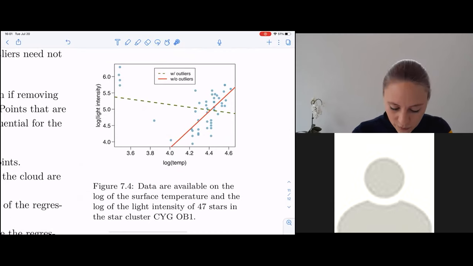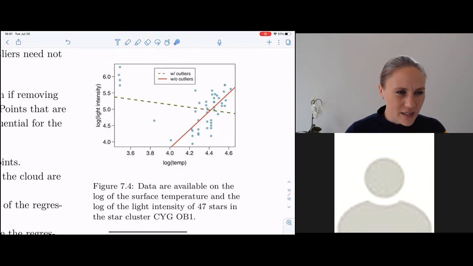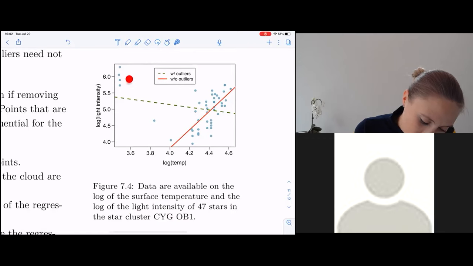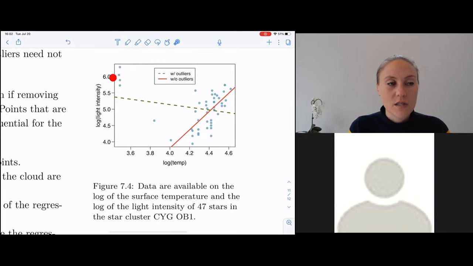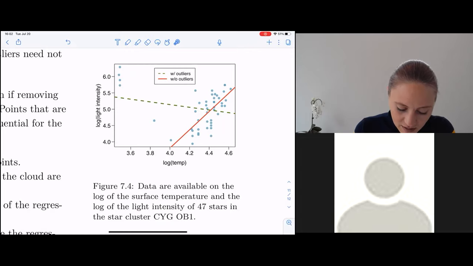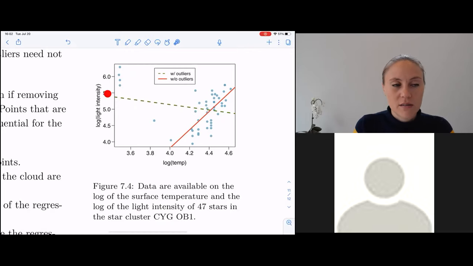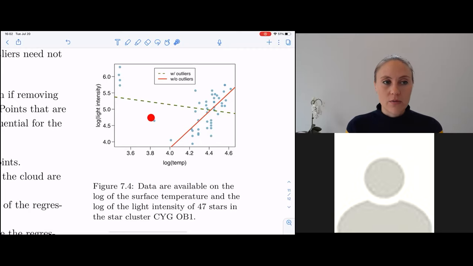But here it transformed our data so that a linear model was reasonable, right? It's the log of the surface temperature and the log of the light intensity of 47 stars in the star cluster CYG OB1. No idea what that is, but the reason we have it is because we have this lump of outliers. Notice that if we fit the line of best fit with the outliers, we get this weird line across the page. We can tell that this is not going to do a very good job of predicting anything, for any value of X.